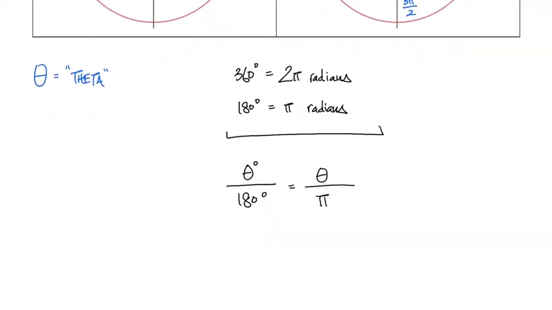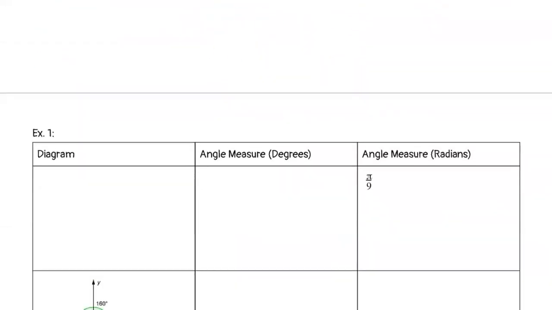And so we have this proportion that takes care of our degrees and our radians. As long as you fill in the right numbers in the right places, you can use this one formula for all conversions. So let's do some examples and then we'll take a little break.